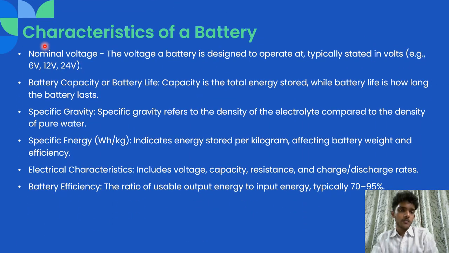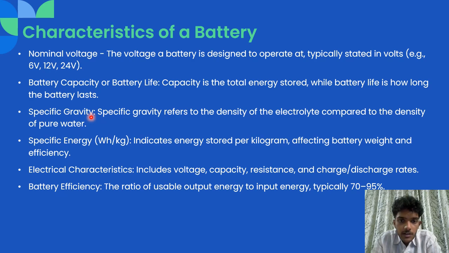Next, coming to the final topic of today's presentation, the characteristics of a good battery. First is the nominal voltage. This is the voltage a battery is designed to operate at, typically stated in volts. For example, a 6-volt battery, a 12-volt battery, or a 24-volt battery. Battery capacity or battery life. Battery capacity is the total energy stored in a battery, whereas battery life is how long the battery will last for. Specific gravity of a battery.